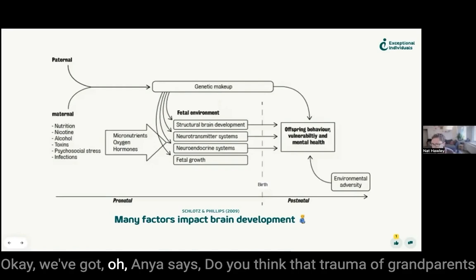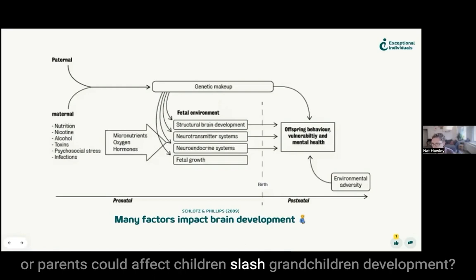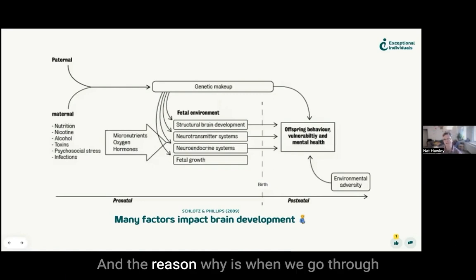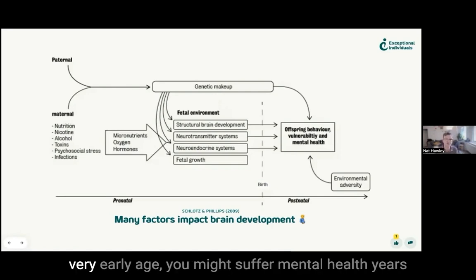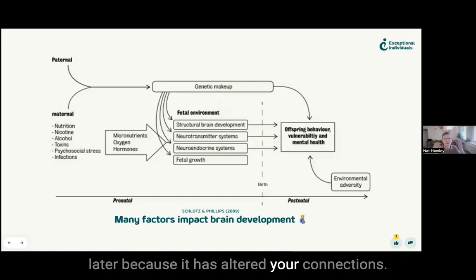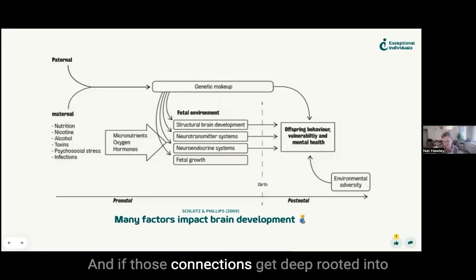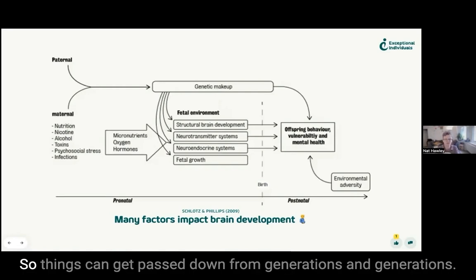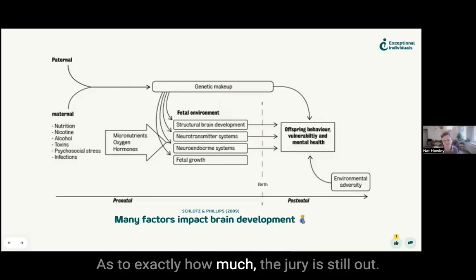Okay, we've got Anya, who says, do you think that trauma of grandparents or parents could affect children's or grandchildren's development? I think there's a lot of research going into that, but yes. The reason is that when we go through trauma, it alters our brain chemistry. This is why, if you have trauma at a very early age, you might suffer mental health issues years later, because it has altered your connections. And if those connections get deep rooted into your DNA, then it can get passed down through generations and generations. As to exactly how much, the jury is still out.